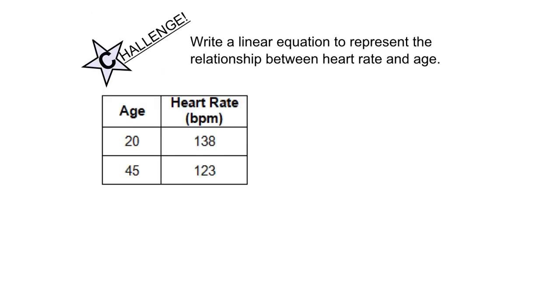All right, here's a challenge problem. Write a linear equation to represent the relationship between heart rate and age. So here's heart rate, here's age. You do have enough information to find the slope and the y-intercept and to make that into an equation. So if you're up for the challenge, you can pause the video now and see if you can do this.